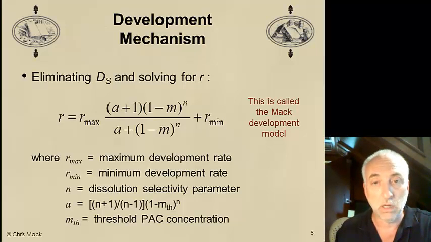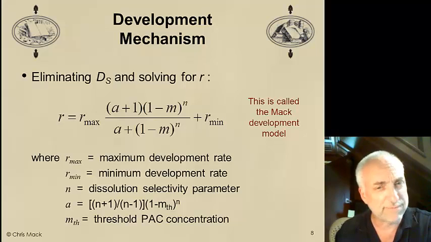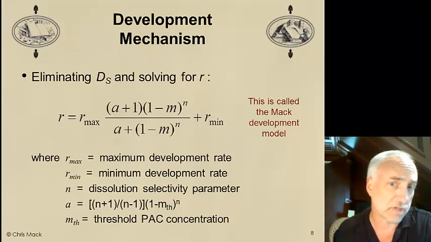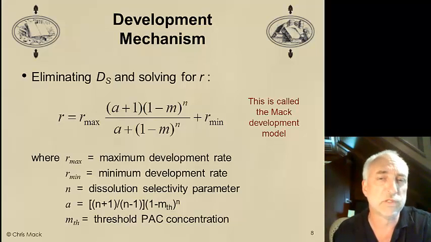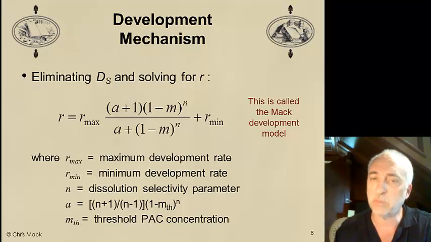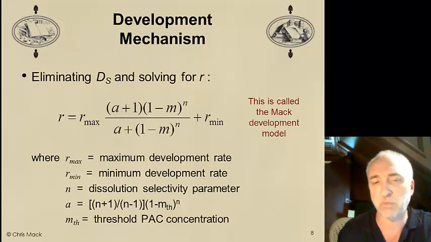So we have 4 parameters. 3 of them are fairly easy to understand. Rmax and Rmin, very easy to understand. N, we'll see its behavior in a little bit more detail. But let's look at this 4th parameter, the threshold inhibitor concentration.